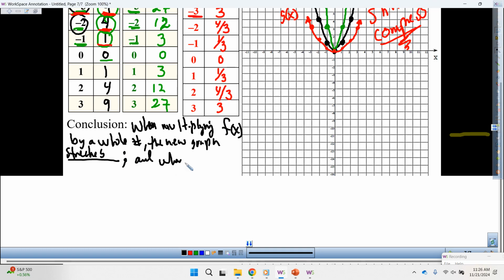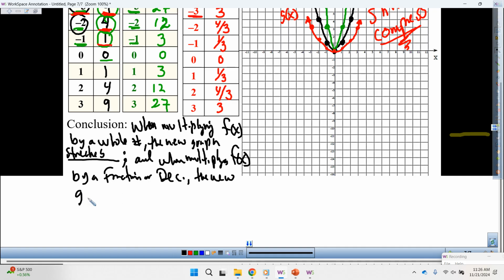And when multiplying f of x by a fraction or decimal, the new graph blank compresses. Yes, compresses. Does everybody see that? Yes? All right.